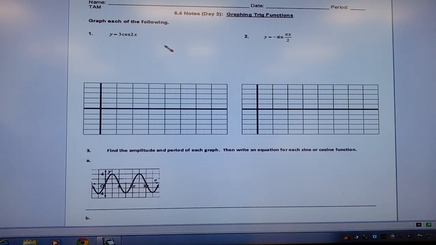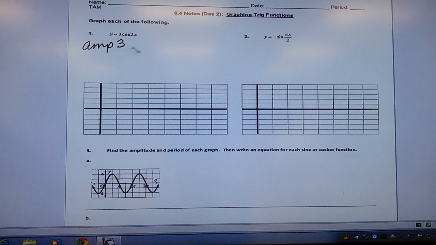So our first function says 3 cosine 2x. So remember the first things that we always look for. One of the first things is the amplitude. So let's take a look at the equation and see the number in front. That's our amplitude. So in this case, our amplitude is 3.